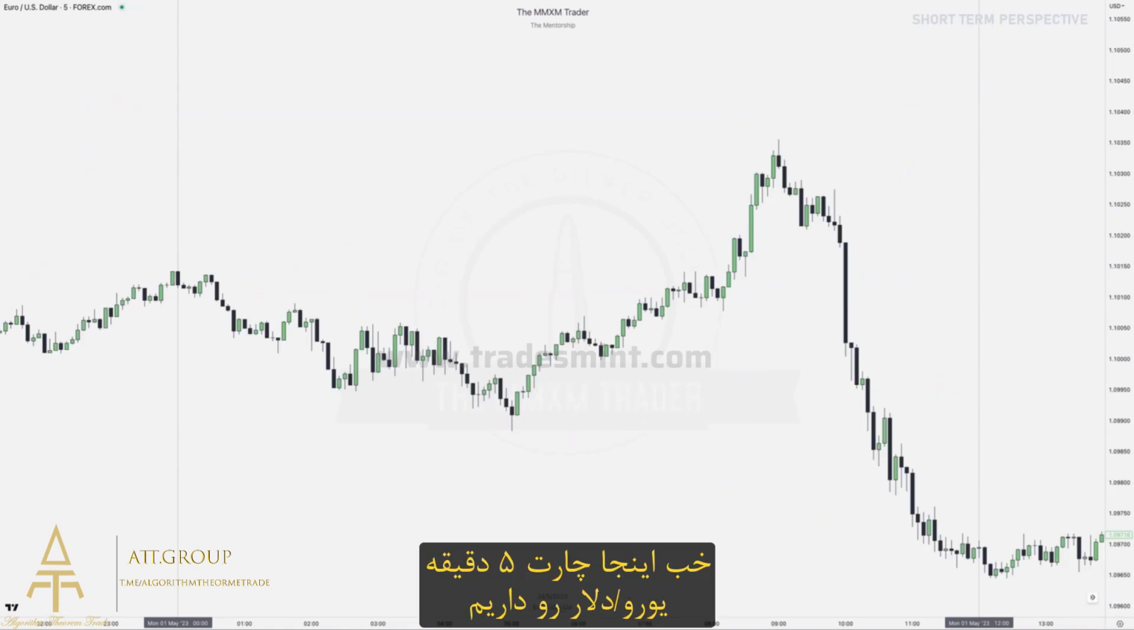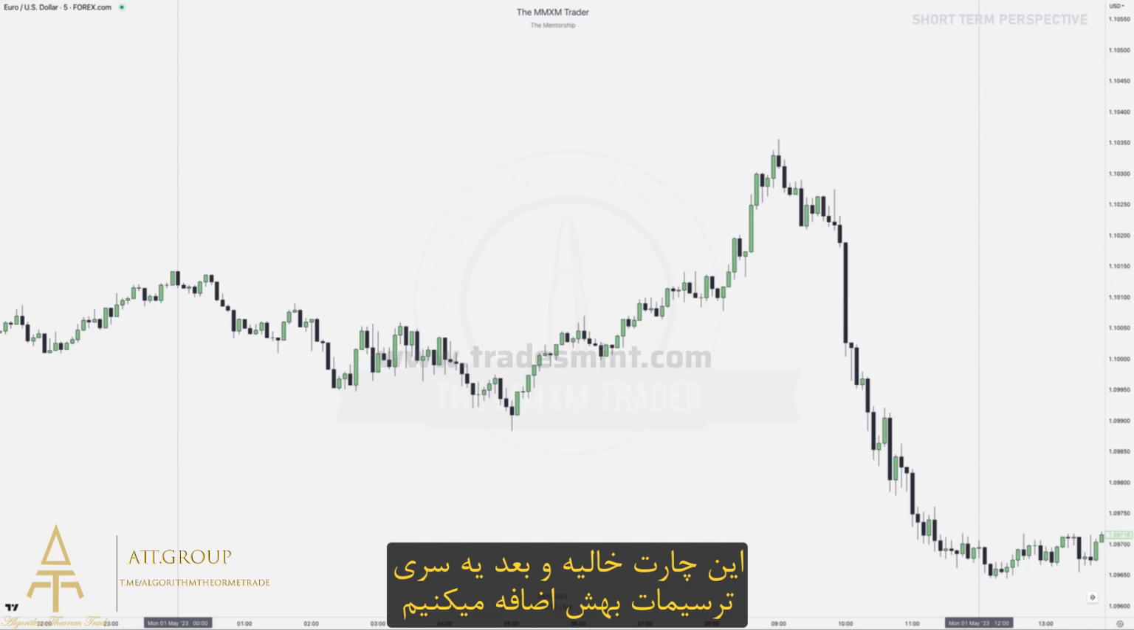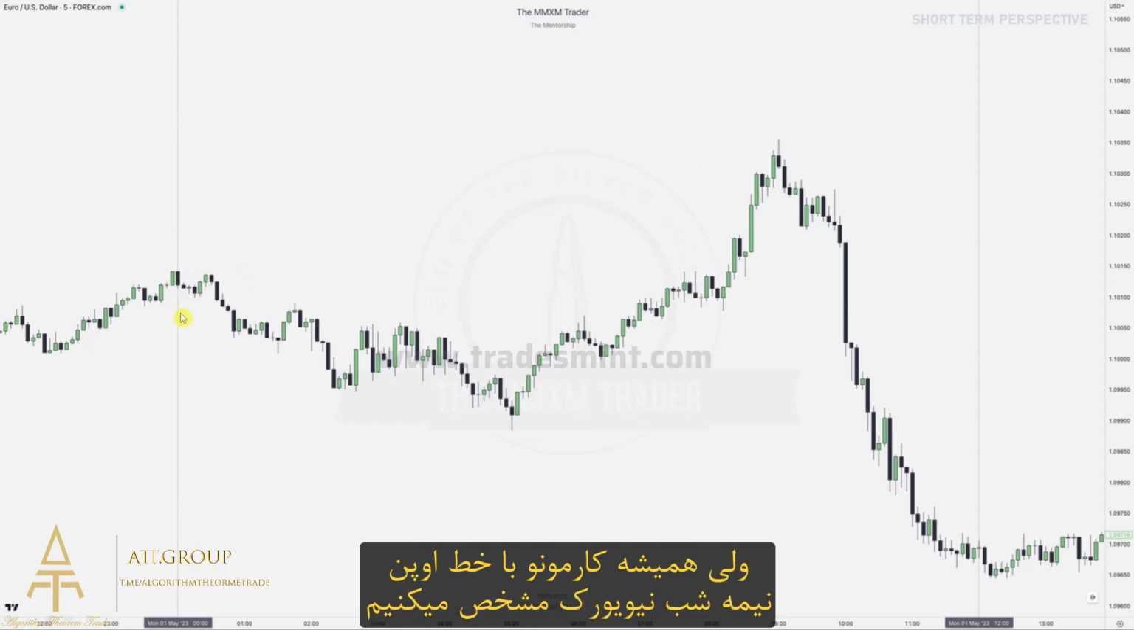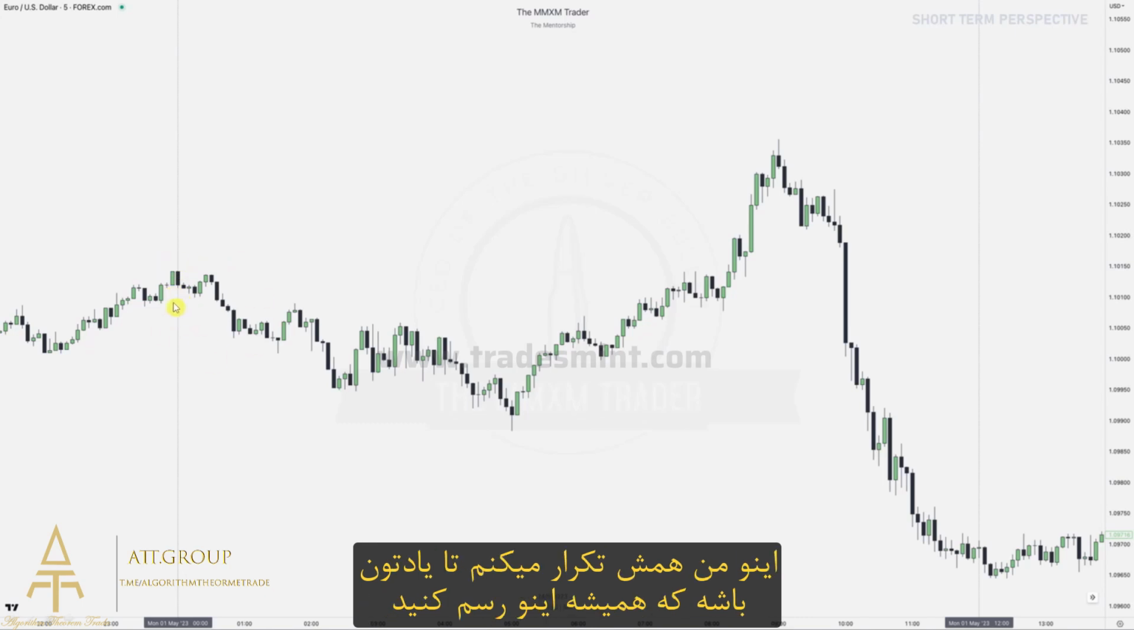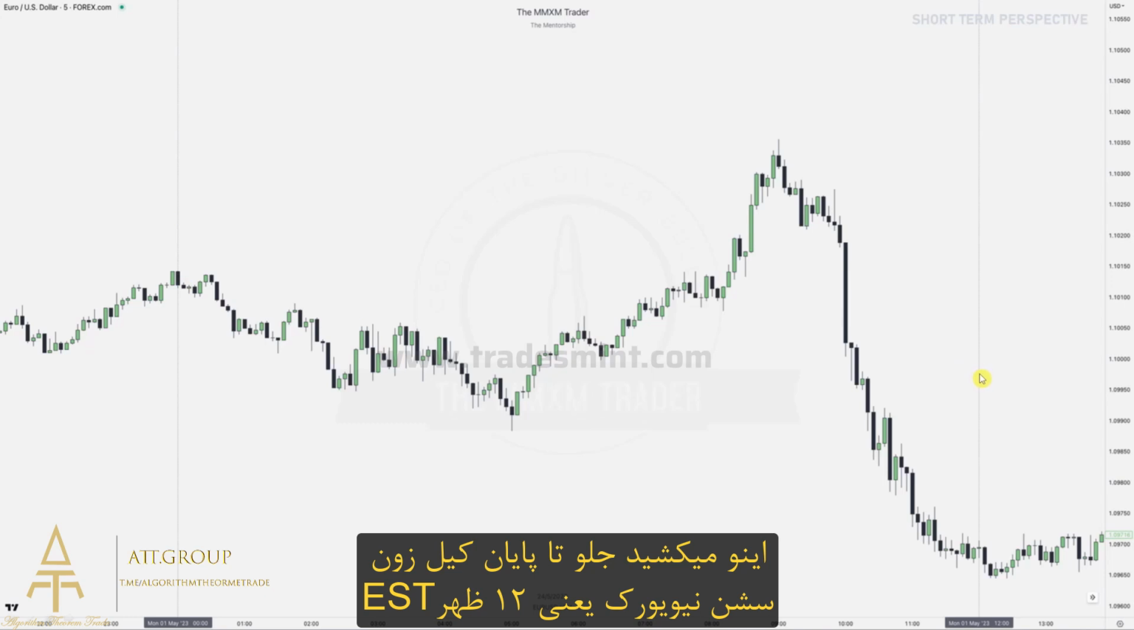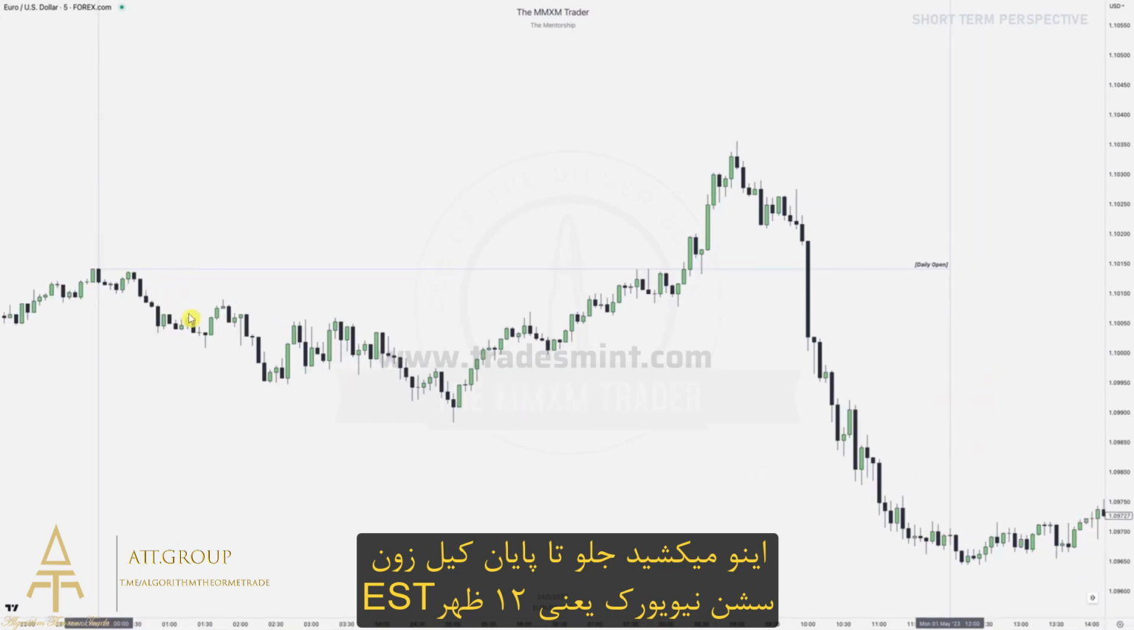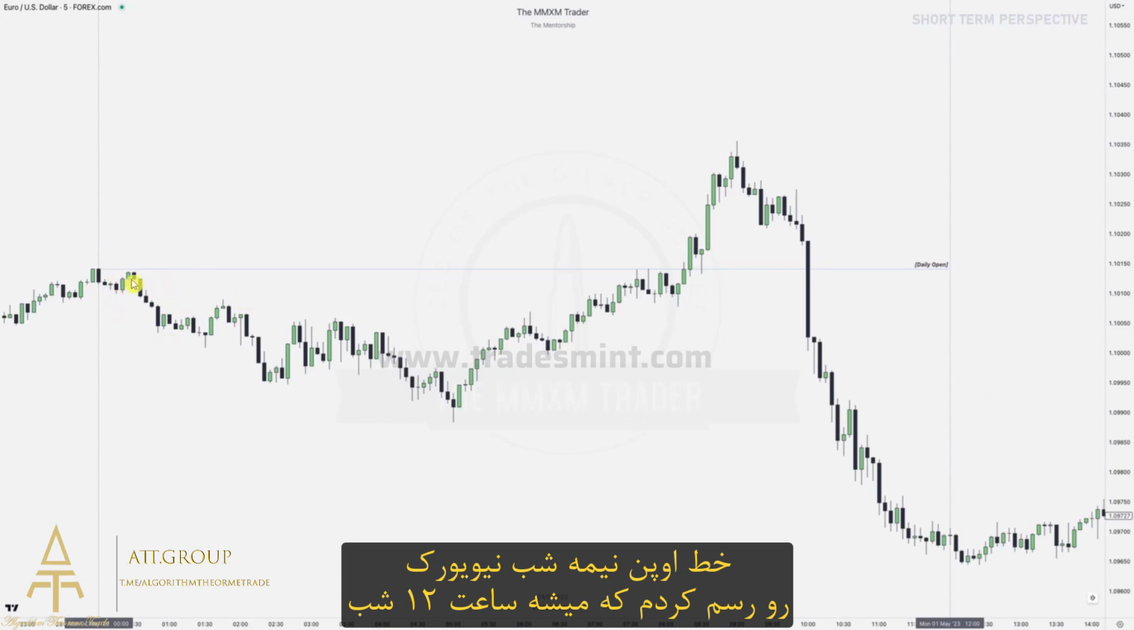So over here, we've got a Euro USD 5-minute chart, right? It's naked, right? We're going to add some lipstick later, but always we start off with that New York midnight opening line. Just keep repeating that over and over again. Always draw that out, and then the end of our New York session kill zone, right? 12 p.m. EST. Draw out your New York midnight opening price, 12 a.m.